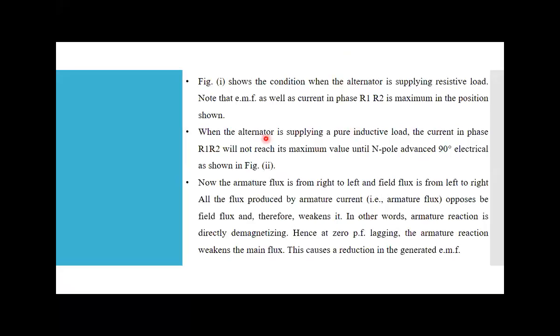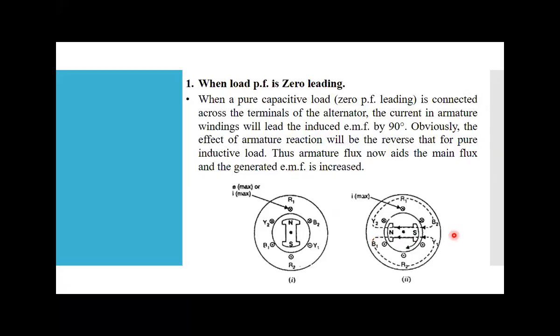So now you can see here, when the alternator is supplying a pure inductive load, the current in phases R1 and R2 will not reach its maximum value until my N pole advances 90 degrees electrical, as shown in the figure. So here in this figure, I have advanced my voltages by 90 degrees.